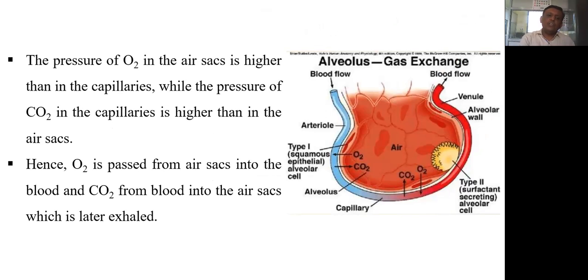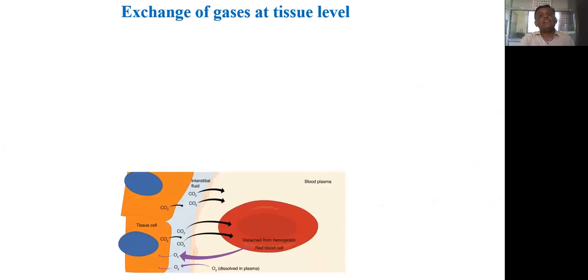Hence O2 is passed from air sacs into the blood, and CO2 from blood is diffused into the air sac, which is later exhaled. So this is all about the exchange of gas at alveolar level. So, alveolar gases exchange. Now let us see exchange of gases at tissue level. So what happens at tissue level?